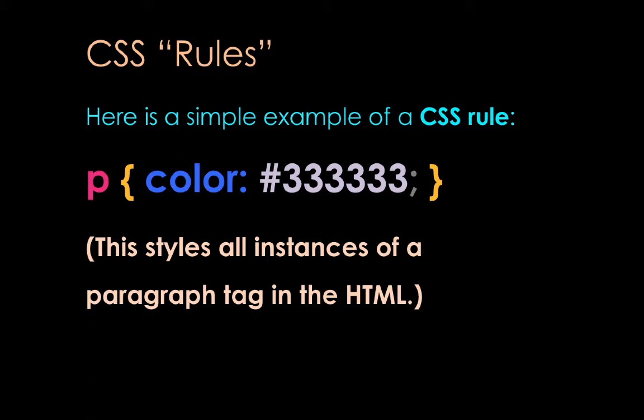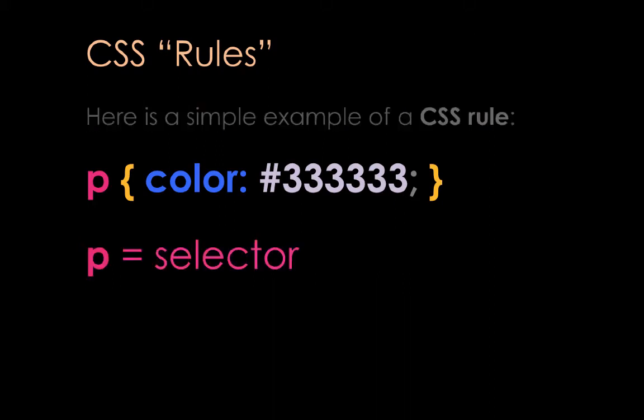Okay, so when we talk about rules, this is an example of a really simple rule. In this case, this is something that would style all instances of a paragraph tag in the HTML. So let's break this down a little bit further. Okay, so in pink, we have the P tag selector. And you'll see later when we get into this a little bit more, there are different types of selectors. In this case, it's referred to as a tag selector.